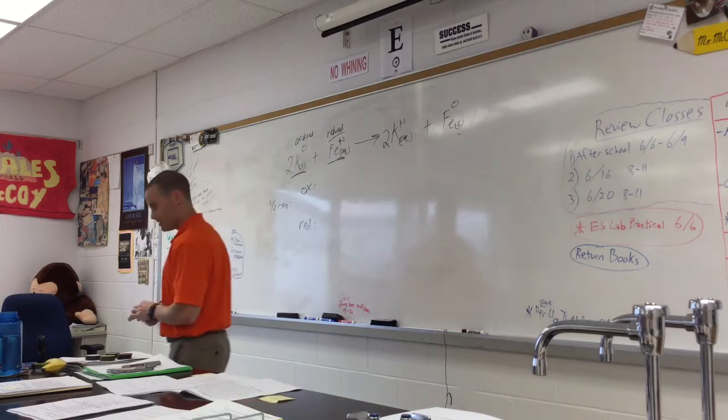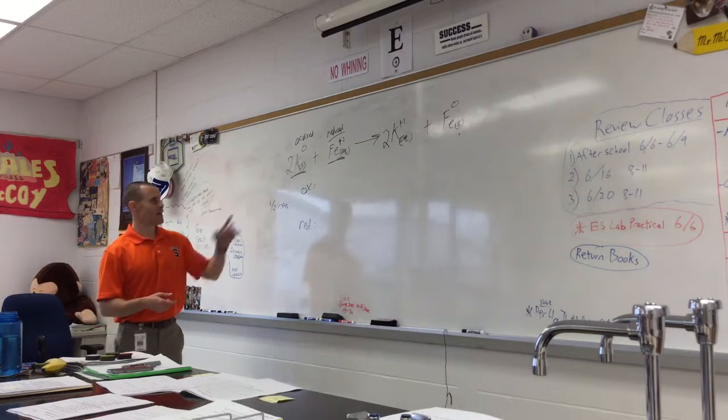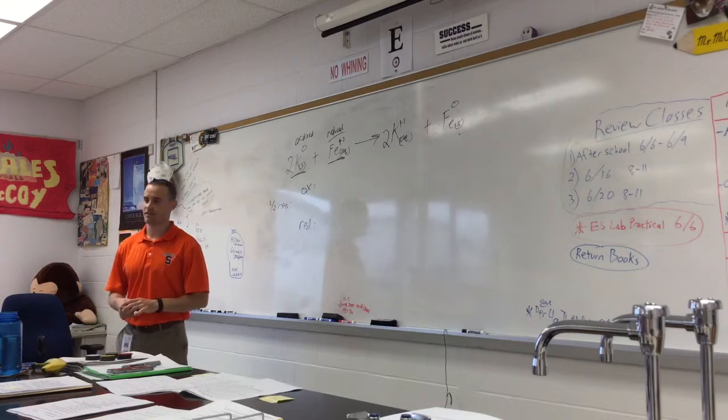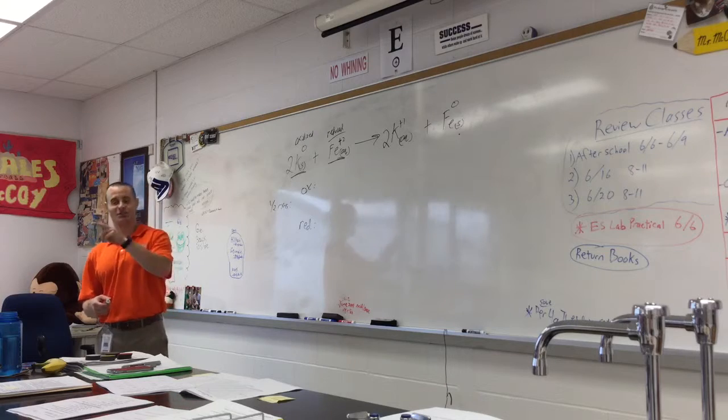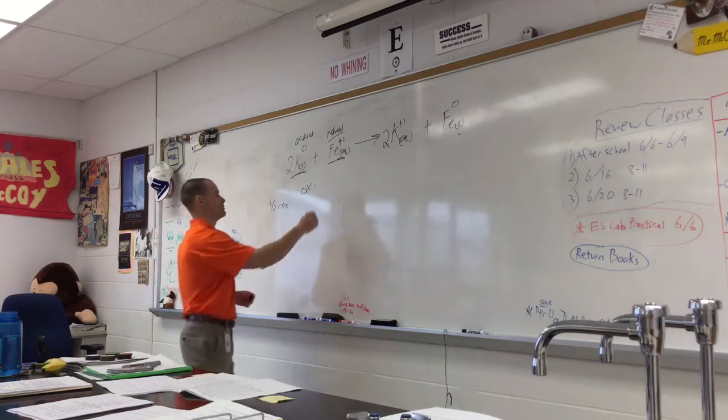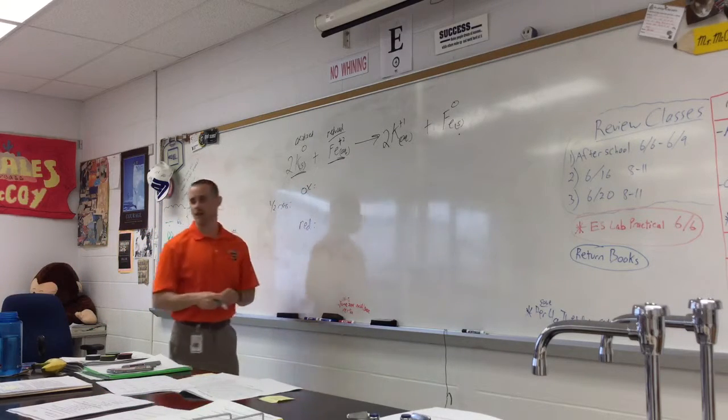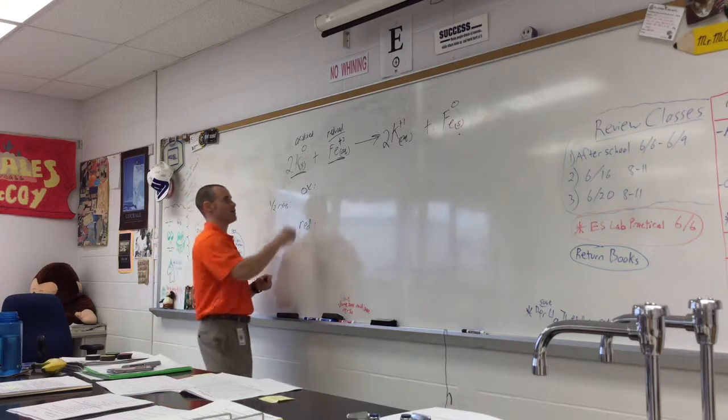Because it's Fe plus 2. But K only forms a plus 1. But there's 2 of them. Ah, there's 2 of them. Tricky. Good job, Slade. Here's how we write our half reactions. He's right. 2 electrons are being transferred.